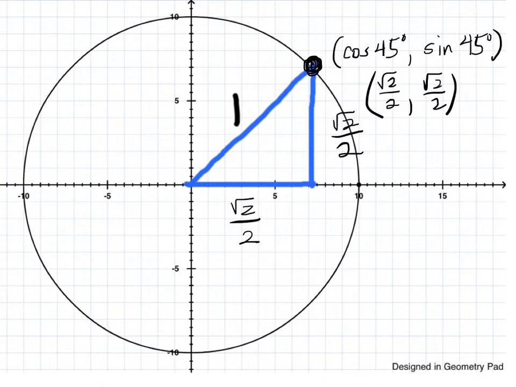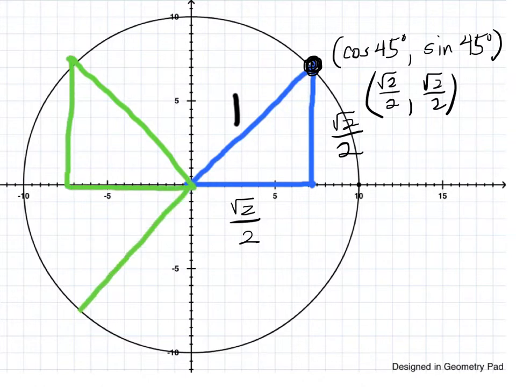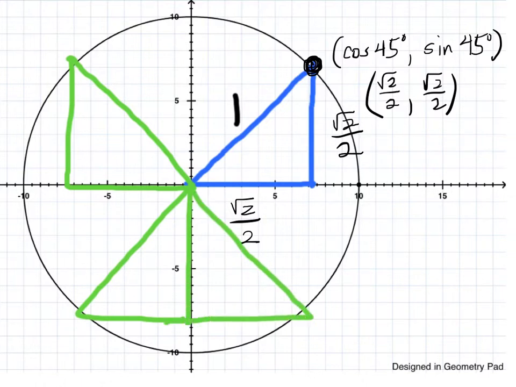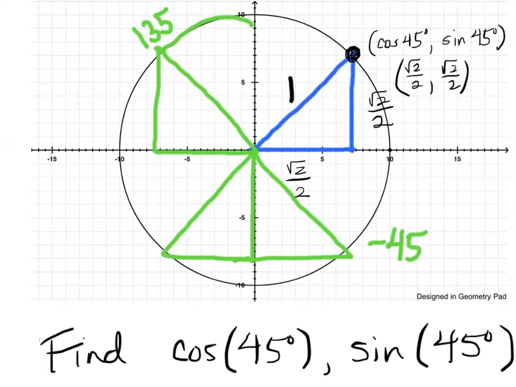And you can also say to yourself, just like we did with the 30, 60, 90, there are other 45, 45, 90 right triangles all over the place. There's one. There's one. And there's one. So this angle right here would be what? 135, because it's 90 plus 45. This angle would be negative 45. And over here would be negative 135.